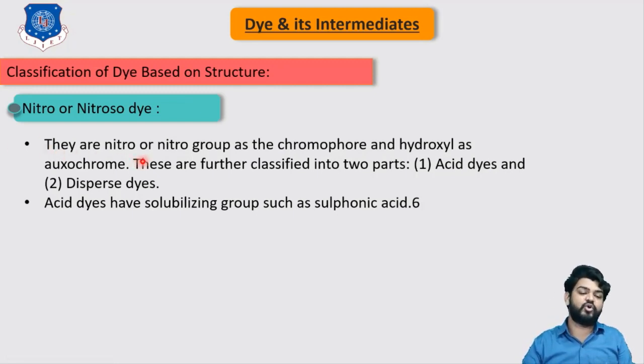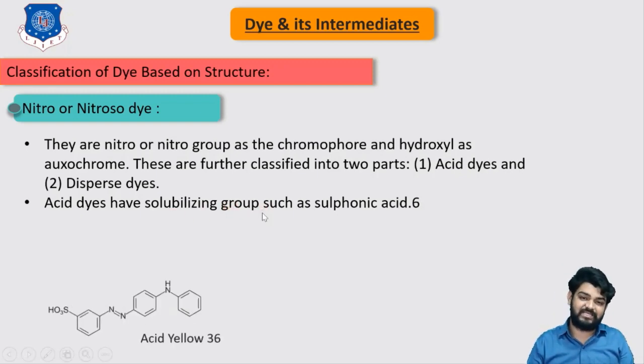They have the nitro or nitroso group as the chromophore and the hydroxyl group as the auxochrome. These are further classified into two parts: one is the acid dyes and another one is the disperse dyes. These dyes can also be categorized on their application as the acidic dyes that we have understood in the previous classification. Now, acid dyes have solubilizing groups such as sulfonic acids.